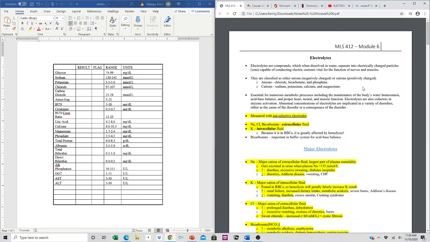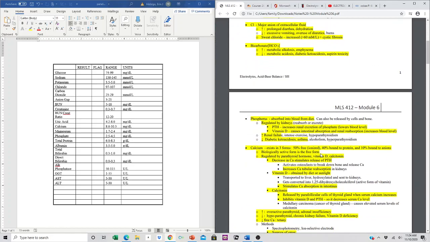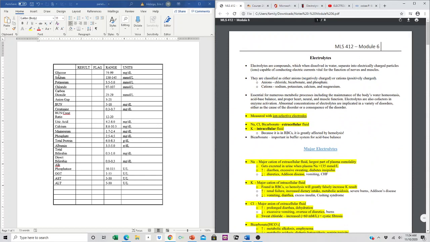So in this current module, we're starting with electrolytes. I put up an example template of a chemistry profile just to make sure that we're pulling all this together. When we're looking at this example profile, electrolytes are obviously some of the tests that we're doing within a profile. And we're remembering that these usually kind of go together in a way.